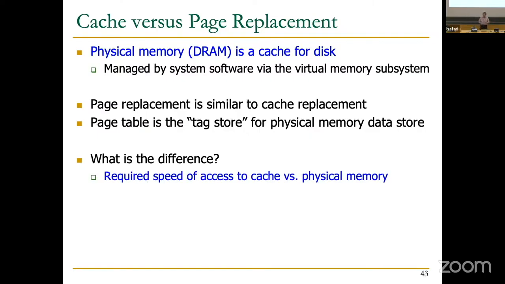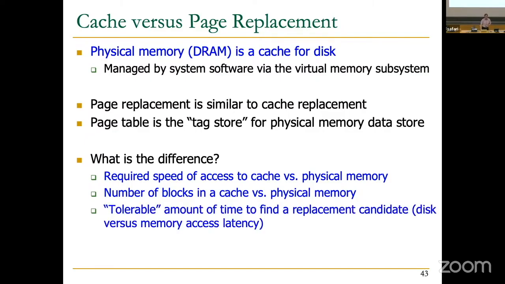It doesn't need to be very fast, if you will, because caches require accesses that need to be as quick as cycles. Here we're talking about bringing the page all the way from disk into memory. You can take your sweet time to figure out what to replace, right? Because that's going to take at least microseconds. Okay, so the number of blocks in a cache versus physical memory. Hopefully we've seen that. I gave you an example with 2 to the 28 blocks, or pages, in physical memory. So this makes complicated physical memory replacement algorithms not easy to implement.